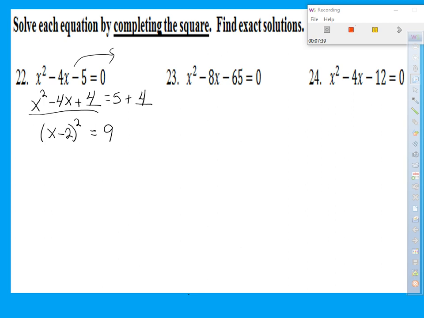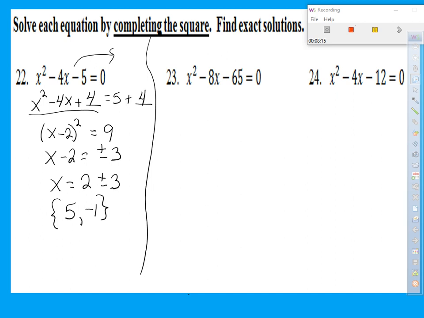Now we're to the square root property. Let's square root both sides. So I have x minus 2 equal positive or -3. Now, let's get x by itself. So let's add 2 to both sides. So I've got 2 plus or minus 3. Now let's go get our two answers. 2 plus 3 is 5. 2 minus 3 is -1. Okay. So that's how we complete the square.